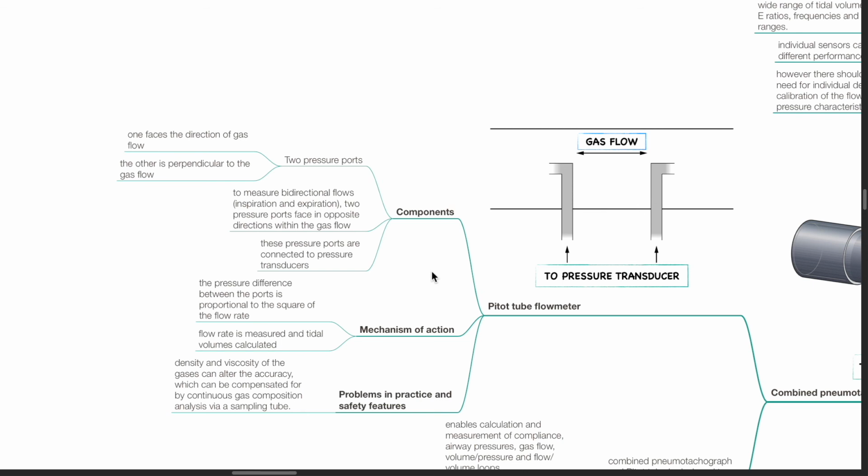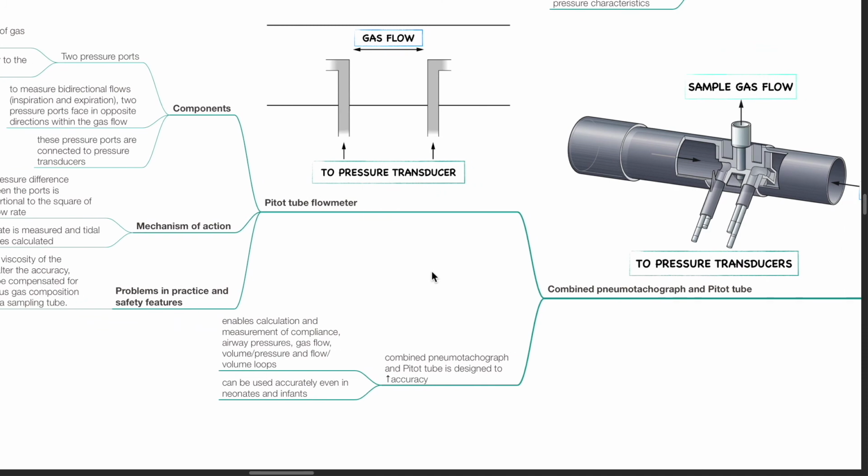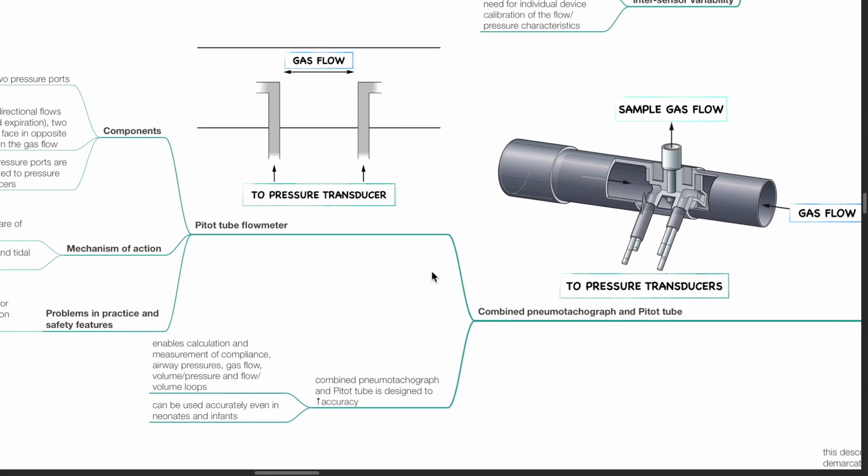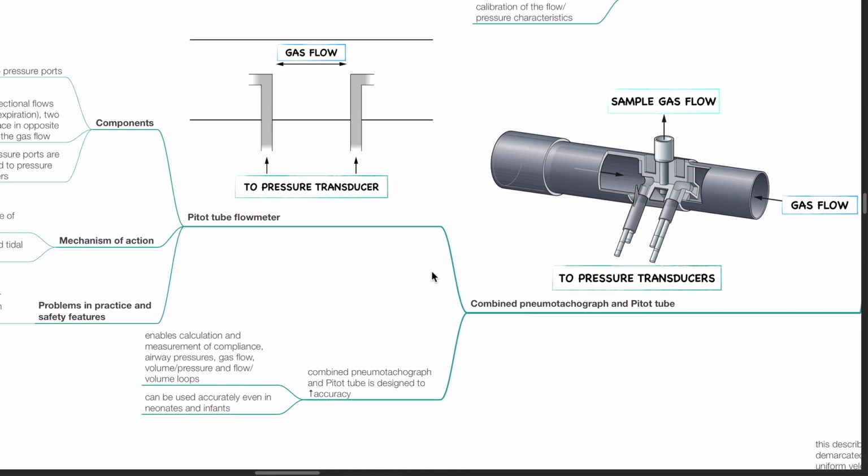Mechanism of action: the pressure difference between the pots is proportional to the square of the flow rate. Flow rate is measured and tidal volumes can be calculated. Density and viscosity of the gases can alter the accuracy, which can be compensated for by continuous gas composition analysis via a sampling tube. By combining a pneumotachograph with a Pitot tube, this increases accuracy of gas flow measurements. It can calculate and measure compliance, airway pressures, gas flow, and can produce volume-pressure or flow-volume loops. This combination device can be used accurately even in neonates and infants.